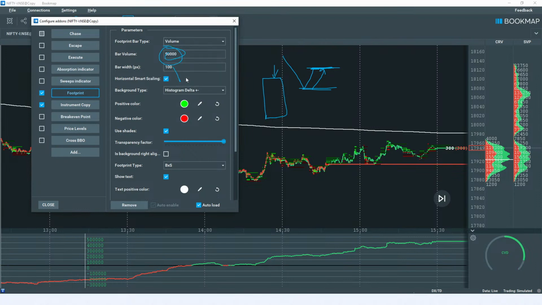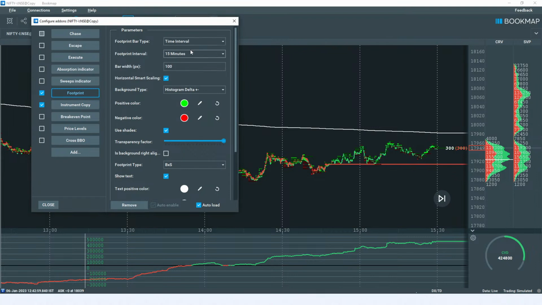And then you can go to the volume. With respect to the volume, in this case I have selected 50,000 quantities. So if 50,000 quantities are executed at any given point of time, at that particular point of time the new bar will be formed with respect to the footprint bar. All right. So in that sense we are presently using time interval for it.